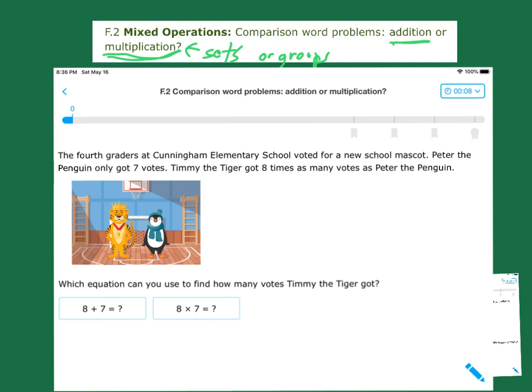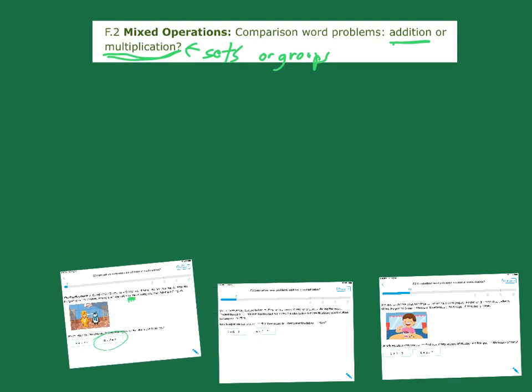That's just me. However, Timmy the Tiger got 8 times as many votes. Quite frankly, this says it right in there. 8 times as many votes. It isn't 8 more votes. It's 8 times as many votes. And so if we wanted to figure out how many votes he's got, we're going to multiply. Keyword right there tells you 8 times as many votes. The Tiger didn't get 8 more votes. That would have been 15 total. He got 8 times that. So that'd be 56 votes. So just by reading the clues and using the words that are in there, that can help you figure it out. Let's take a look at another one.